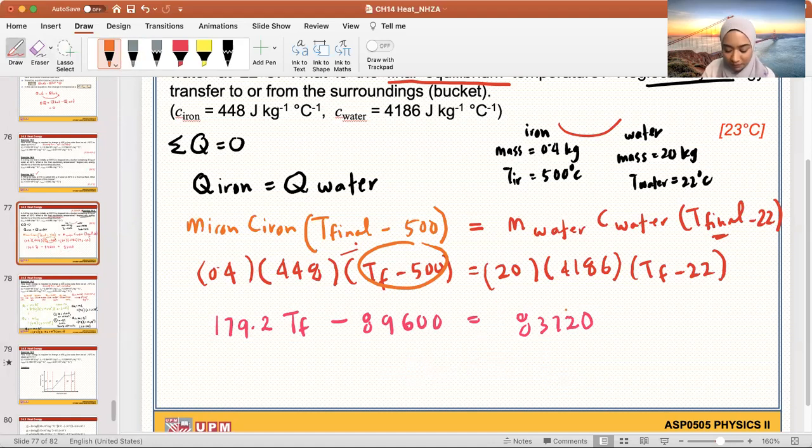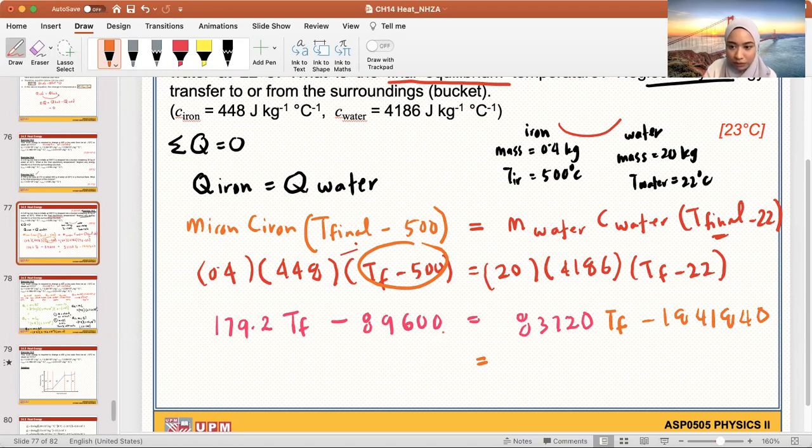Are you guys following me? Faham tak apa yang saya cakap ni? Tak faham tak apa, nanti kita recap balik. 20 times 4186 times TF minus 22. So that is 83720 times minus 22. That is minus 1841840. Okay. So that should give me 83720 TF minus 179.2. Yeah.